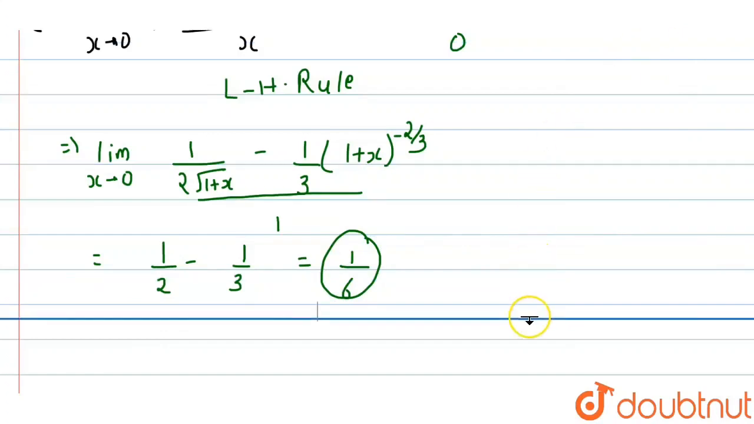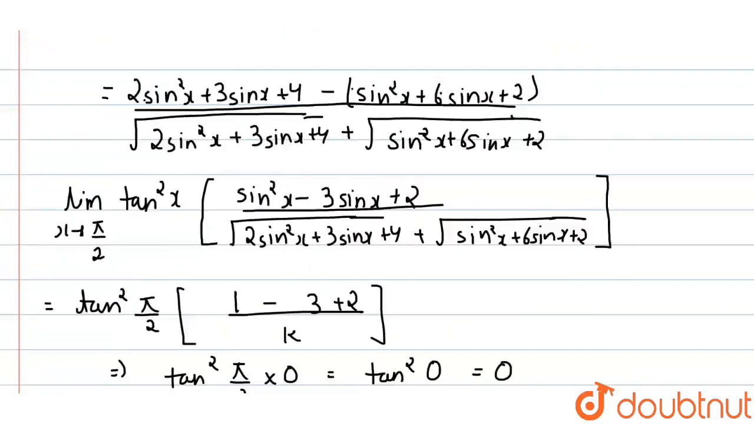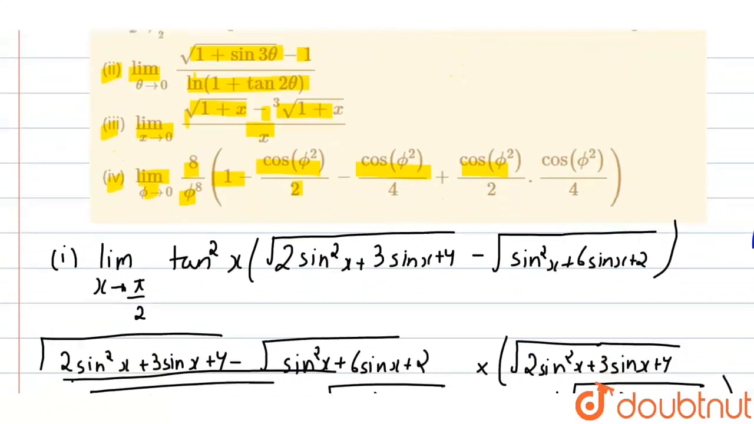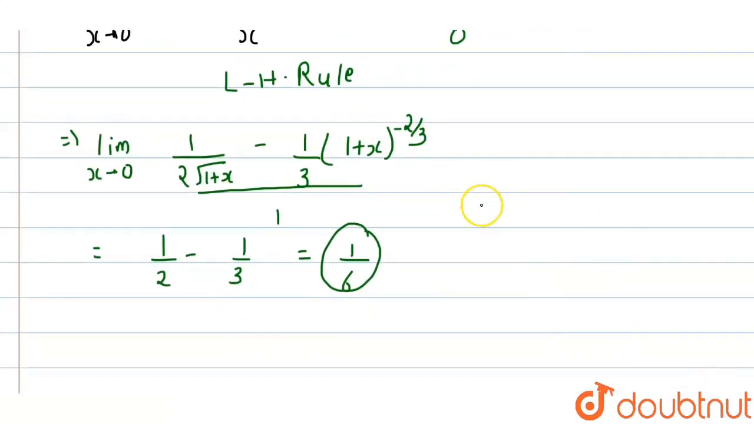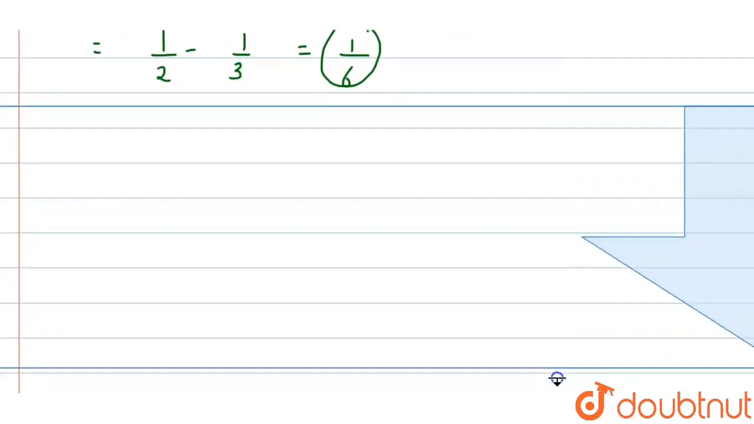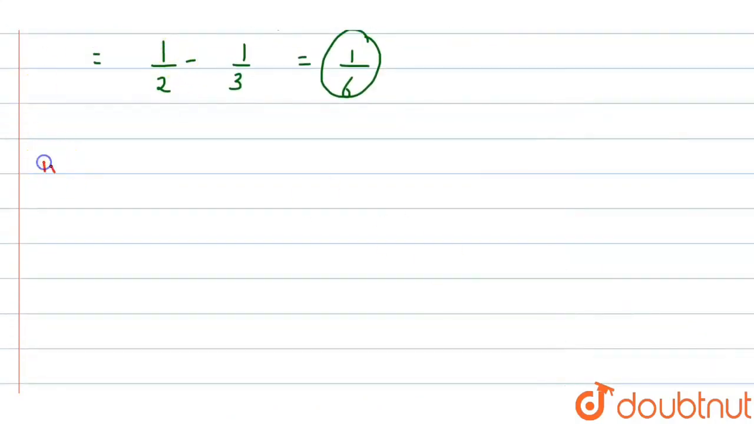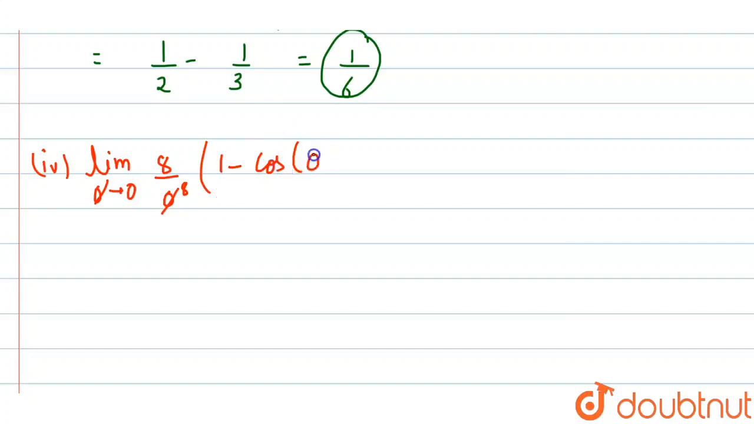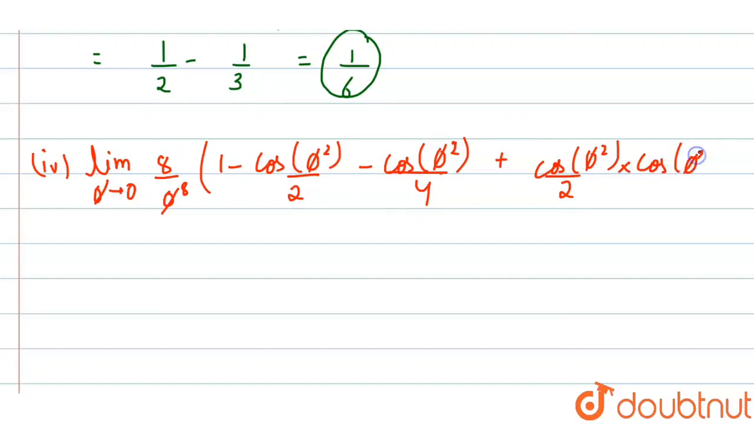Now moving on to the fourth limit. What we are given in the fourth limit? We are going to write what's given. In the fourth limit we have to find limit theta tends to 0 of 8 by theta to the power 8 times (1 minus cos theta squared by 2 minus cos theta squared by 4 plus cos theta squared by 2 into cos theta squared by 4).